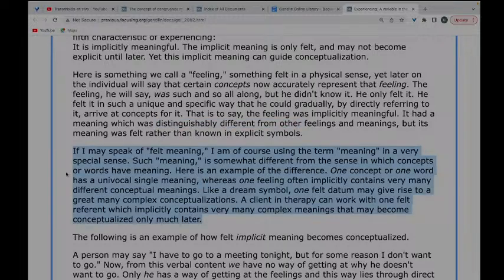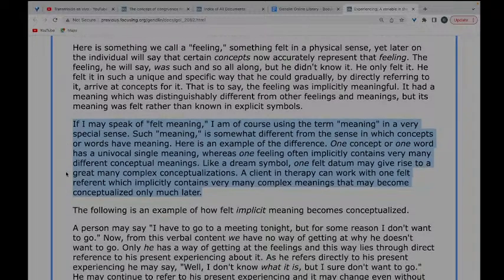If I may speak of felt meaning, I am, of course, using the term meaning in a very special sense. Such meaning is somewhat different from the sense in which concepts or words have meaning. Here's an example of the difference. One concept or one word has a univocal single meaning, whereas one feeling often implicitly contains very many different conceptual meanings.